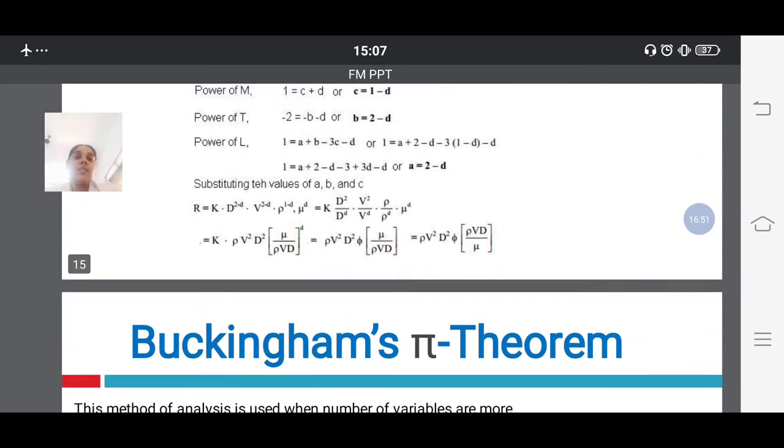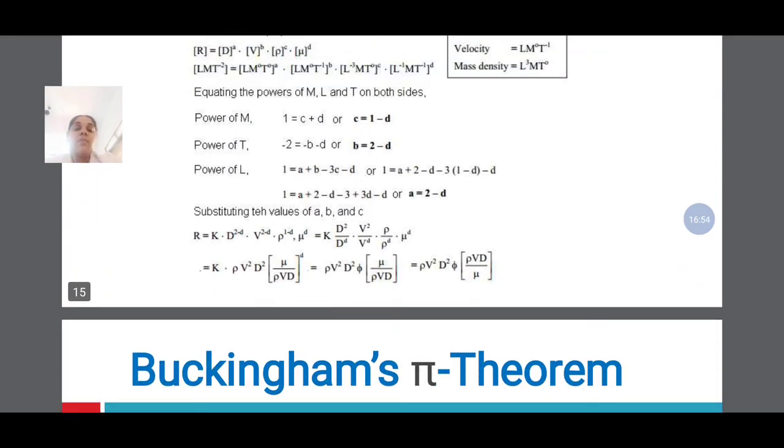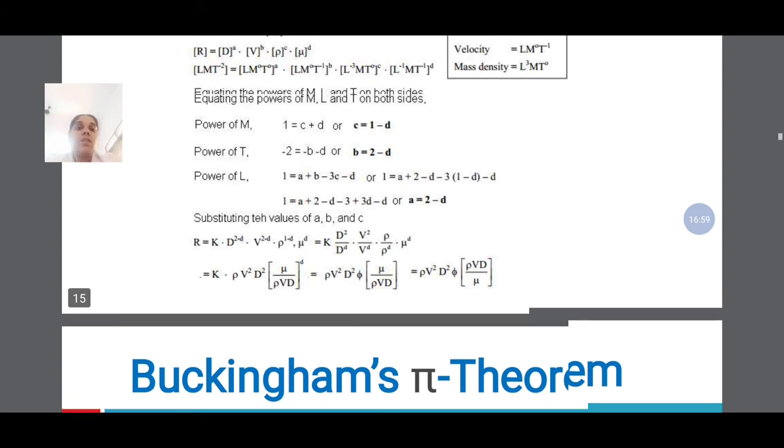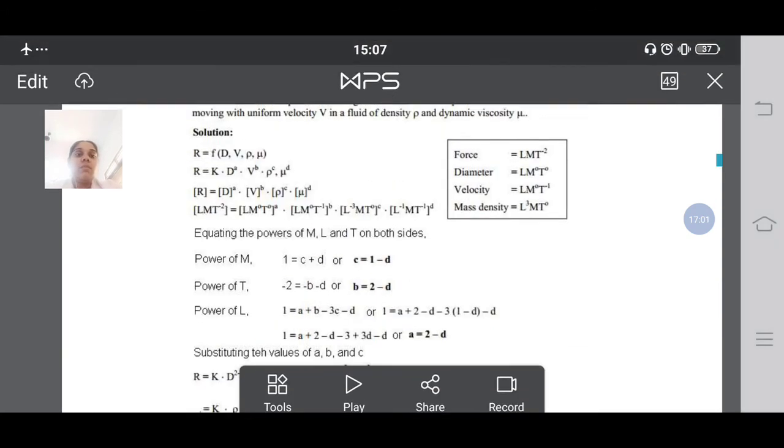In the next class we will discuss the Buckingham pi theorem, its procedure, and the sums and models of the Buckingham pi theorem. Thank you.